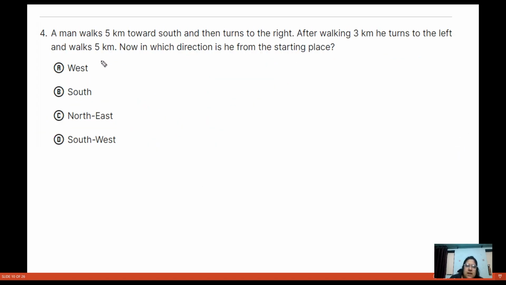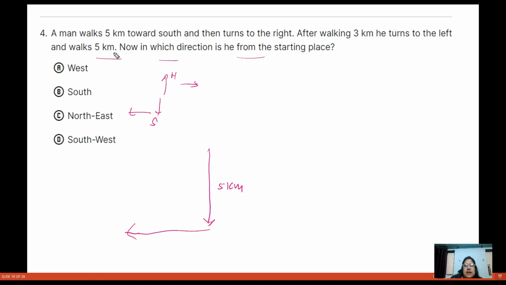Now it is saying a man walks 5 kilometers towards south and then turns to the right. So the man is walking 5 kilometers towards the south. Okay, fine. And then turns to the right. If you are facing north, your right is this side. So when you are facing south, your right will be this side. So now he is turning right.